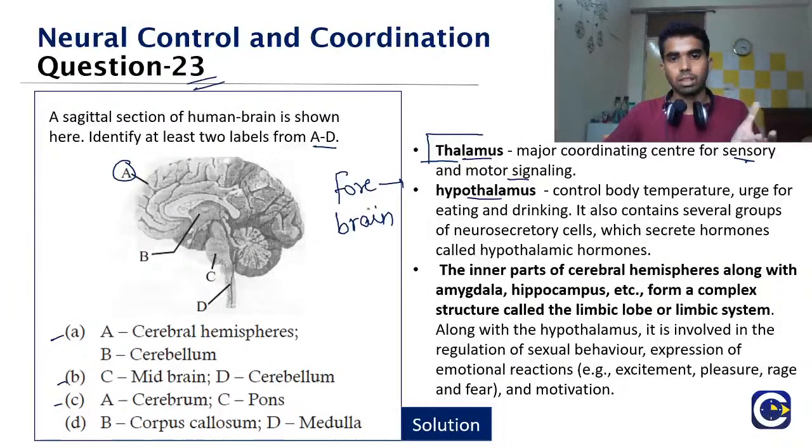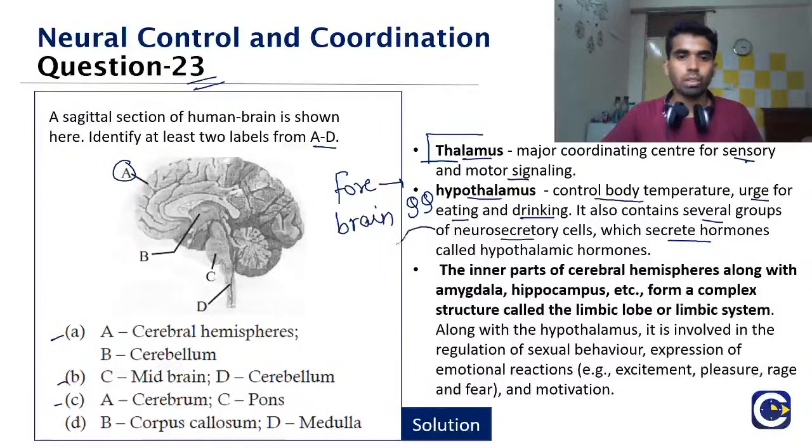The hypothalamus is situated below the thalamus, and many questions are asked on the hypothalamus. It controls the homeostasis of the body because it controls body temperature and the urge for eating and drinking, and it also contains several groups of neurosecretory cells that secrete hormones.